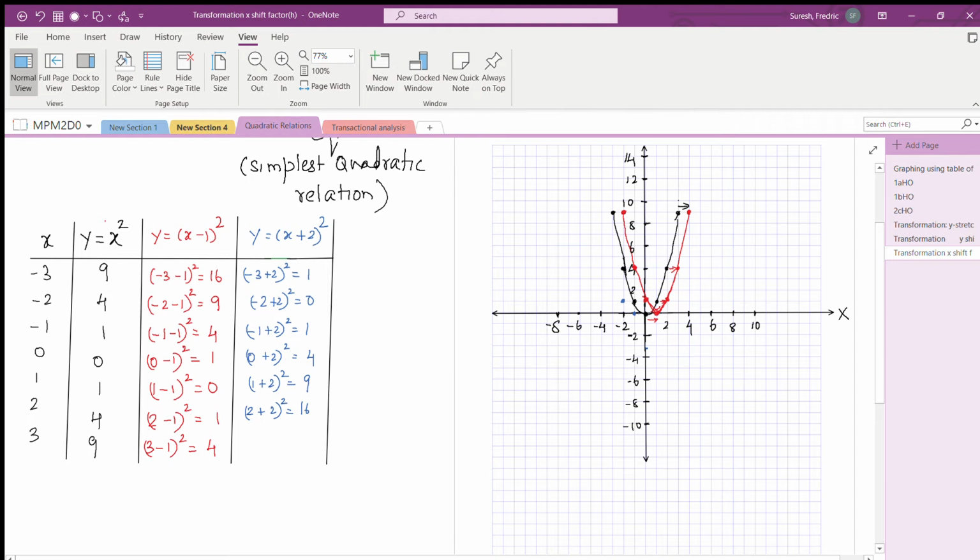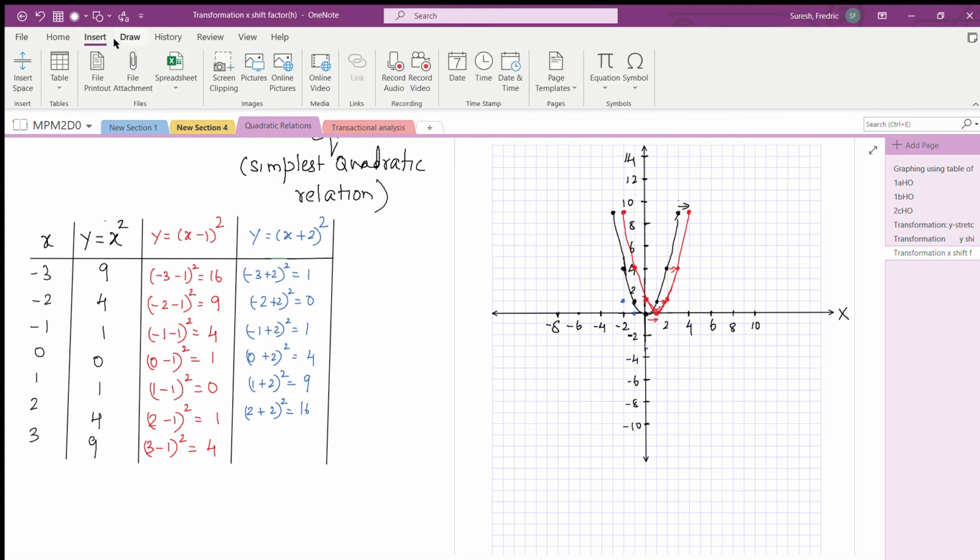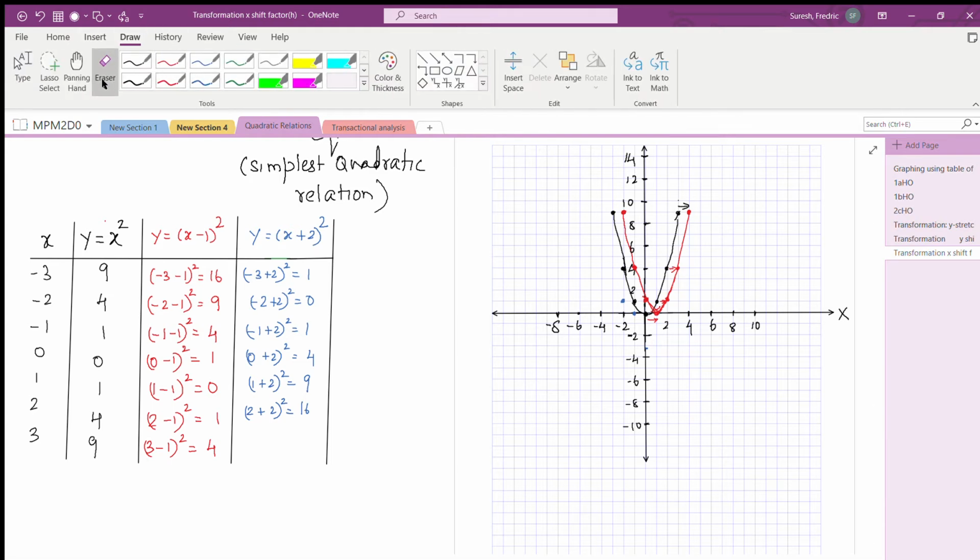-1... I'm sorry, guys. I need to go back again. I forgot to shift it by 1. So let me clear that. Not a big mistake here. Let's clear that and start again.